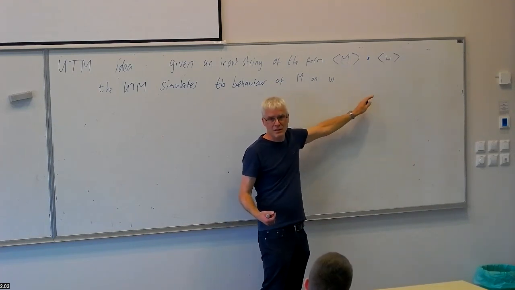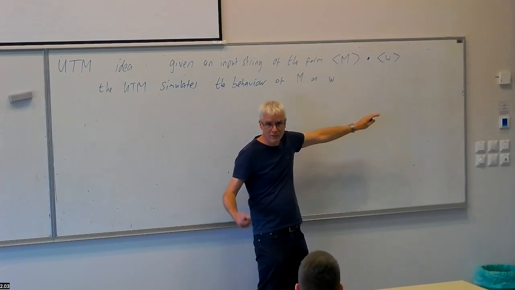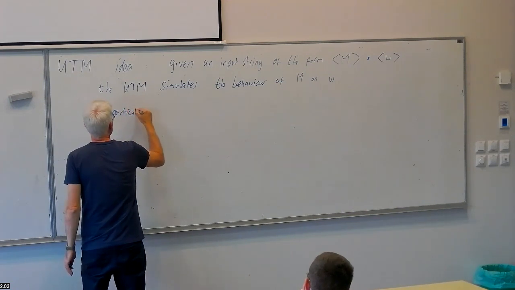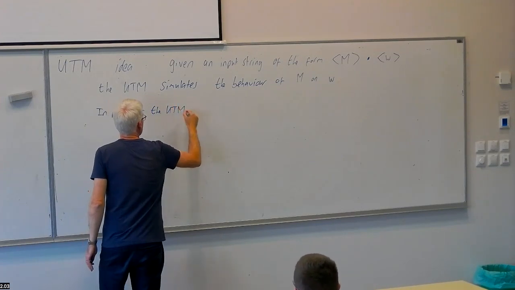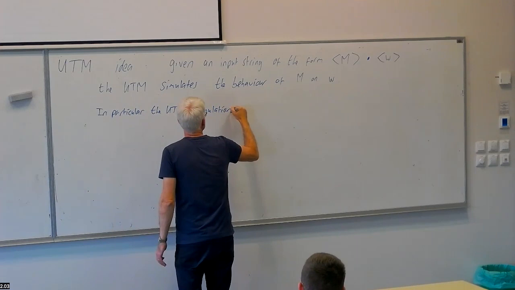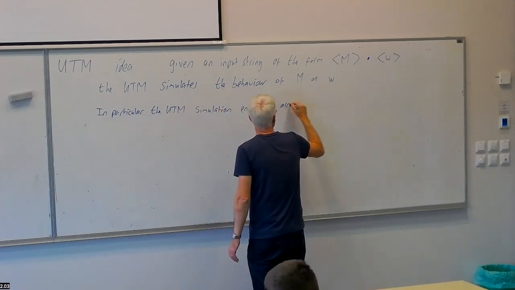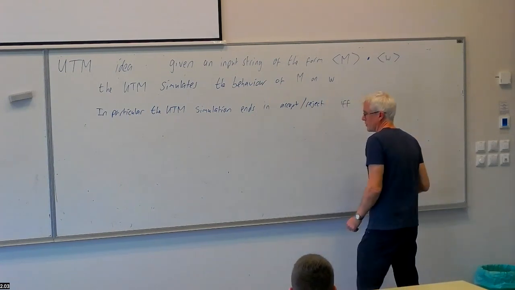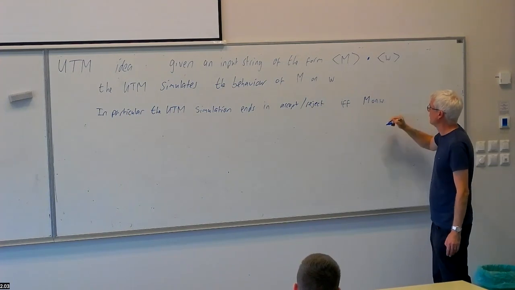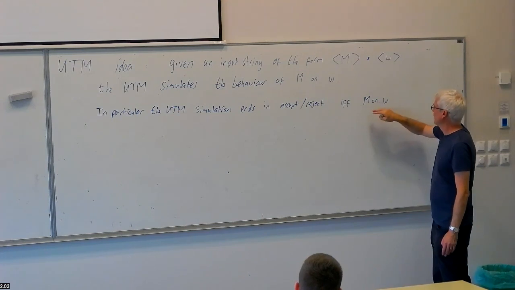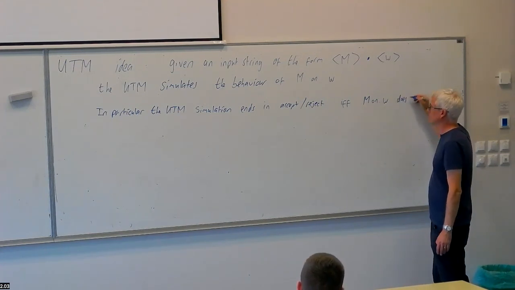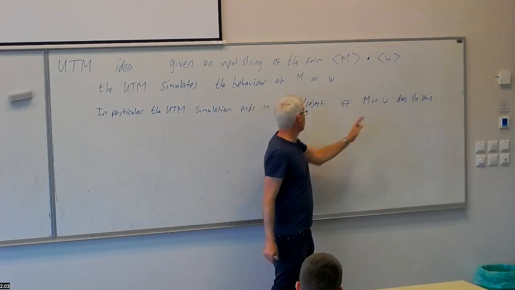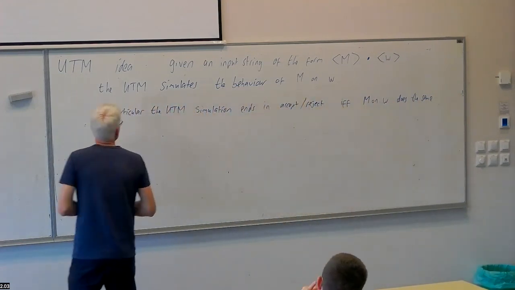If M on W doesn't go into an accept or reject state, the UTM also won't go into an accept or reject state. In particular, the UTM simulation ends in accept or, respectively, reject if and only if the computation of M on W does the same. So this one accepts if and only if M on W accepts, and this one rejects if and only if M on W rejects.